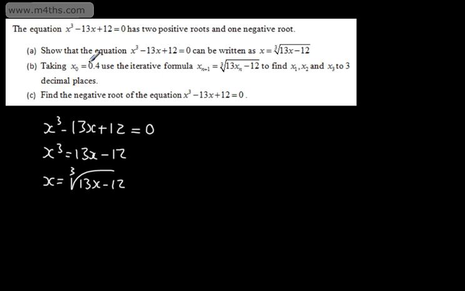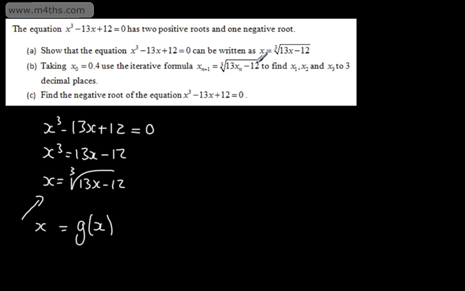Taking x sub naught to be equal to 0.4, use the iterative formula x sub n plus 1 is equal to the cube root of 13 lots of x sub n minus 12 to find x1, x2 and x3 to 3 decimal places. So this is nice and straightforward. So this is just x is equal to g of x. Now we set up the iterative formula and we've got it given to us, nice and straightforward.